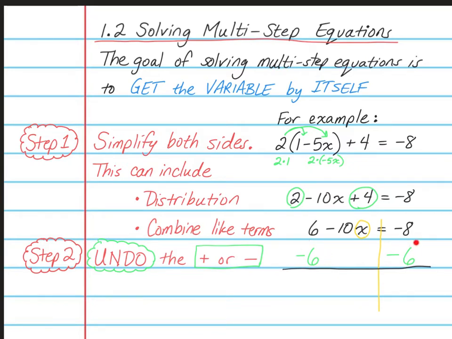That's why I do it here, but then if I do it on one side, I have to do it on the other. So when I do that, what happens is that the 6 minus 6 cancel out, so that's like a 0 now. And what we have left is negative 10x equals, and then negative 8 and negative 6, those are friends because they're both negative, which means we add them together, and 8 plus 6 is 14, so this would be negative 14.